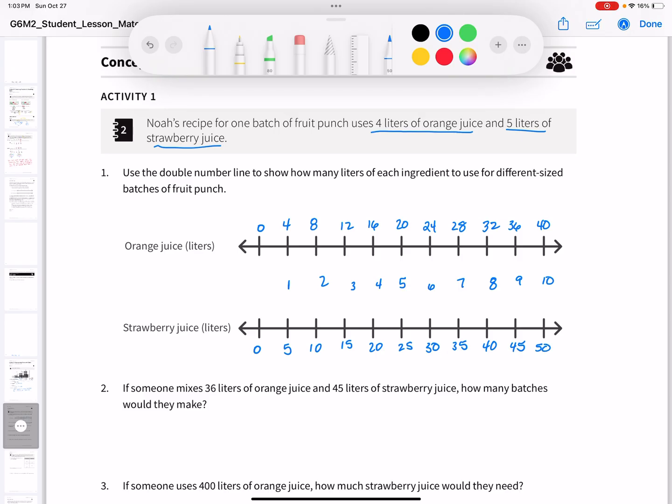All right, if someone mixes 36 liters of orange juice and 45 liters of strawberry juice, how many batches would they make? So here's 36 liters of orange juice. So that would get us right here. How many batches? Well, we can look right there. That will get us 9 batches.